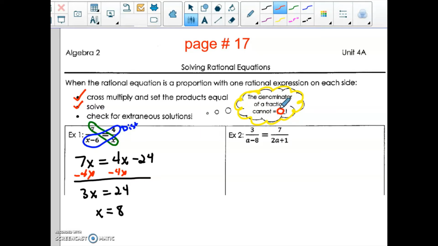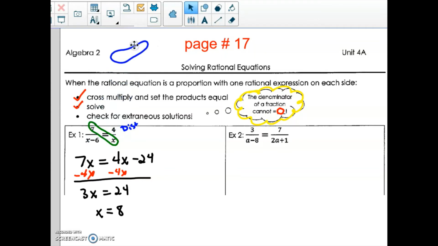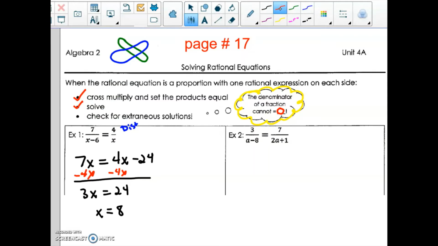So the question will be, if I take the 8 and I plug it in here, will it give me a 0? And if I plug that in, it's 8 minus 6, which is 2. And as long as it's not 0, then 8's okay. Well, what if I took the 8 and I plugged it here? Does it become 0? Well, no, it doesn't, because when you plug 8 there, it's just 8. So we have checked for extraneous solutions and verified that 8 is the answer to the problem.